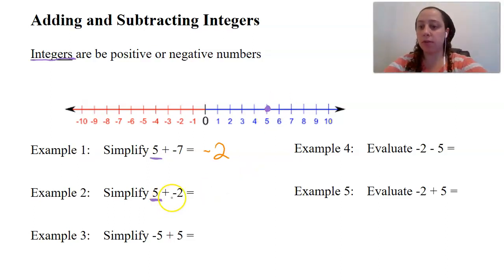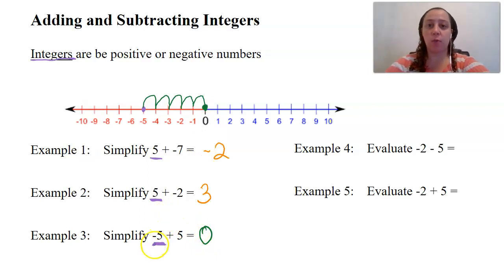In the second example, we are also starting with 5. And we are also moving in the negative direction to the left, 2. So we're going to go 1, 2, and what number do we land at? 3. In the next example, we're starting with negative 5. Negative 5 is over here. Plus means we move to the right. How much? 5. 1, 2, 3, 4, 5. What number do we land on? 0. So our answer here is 0.